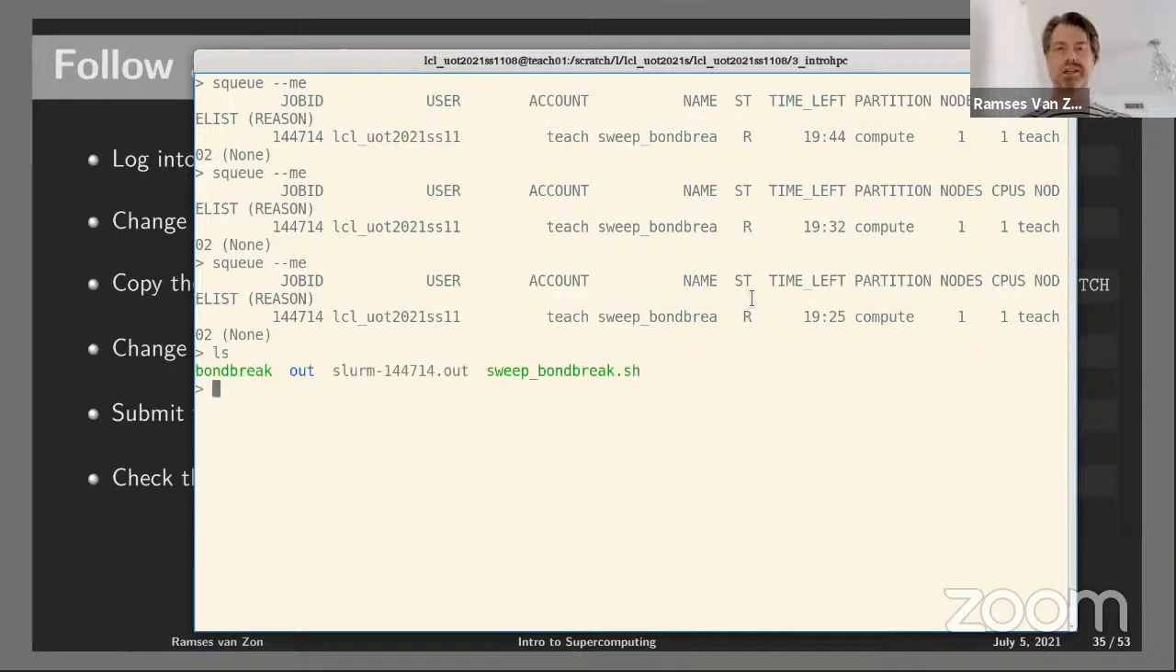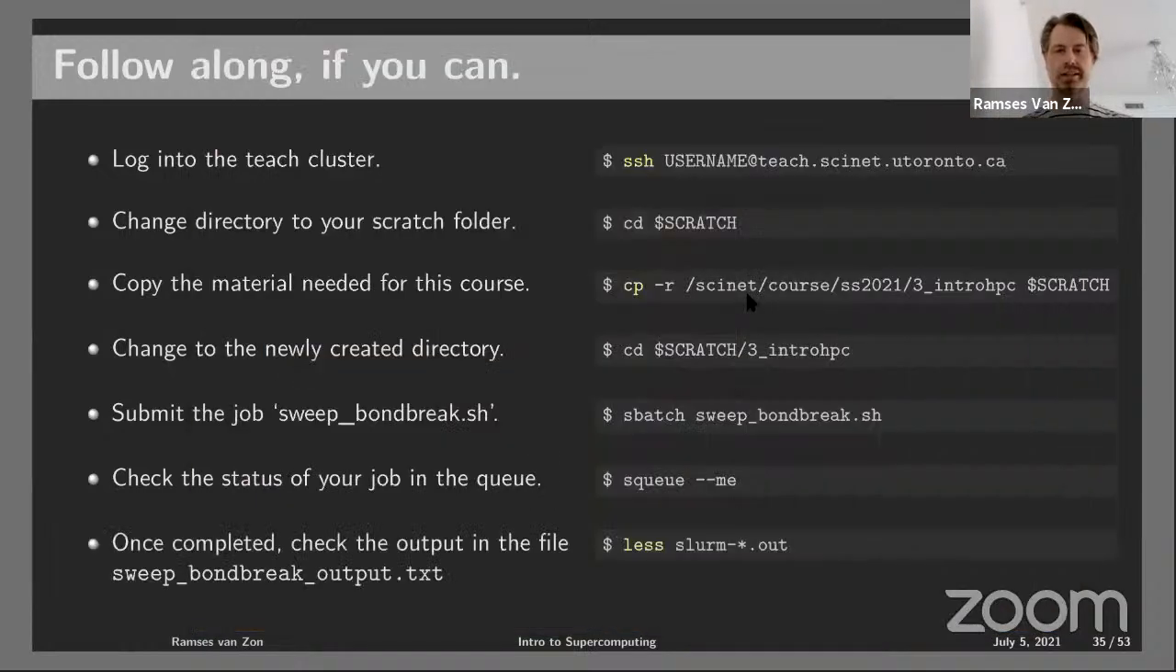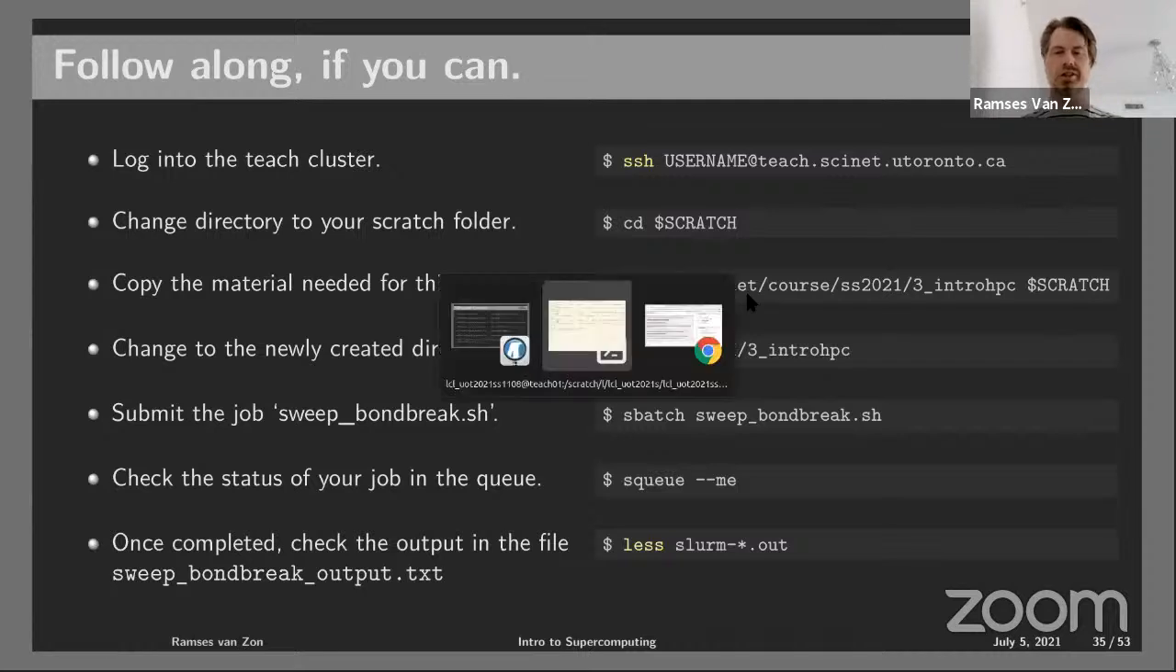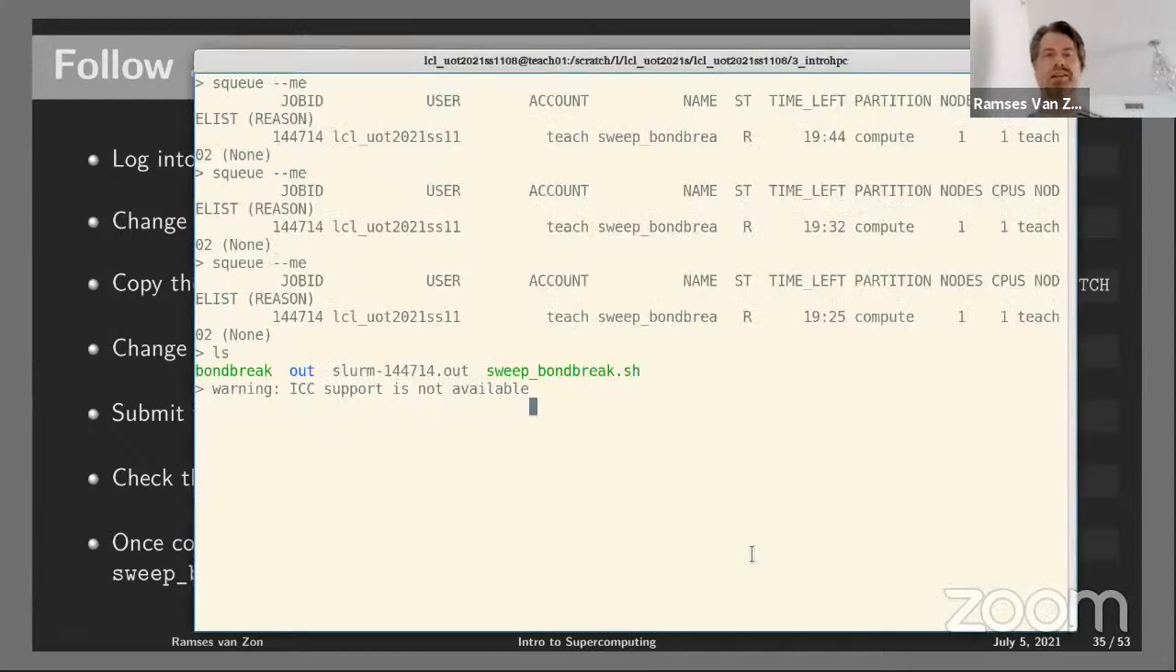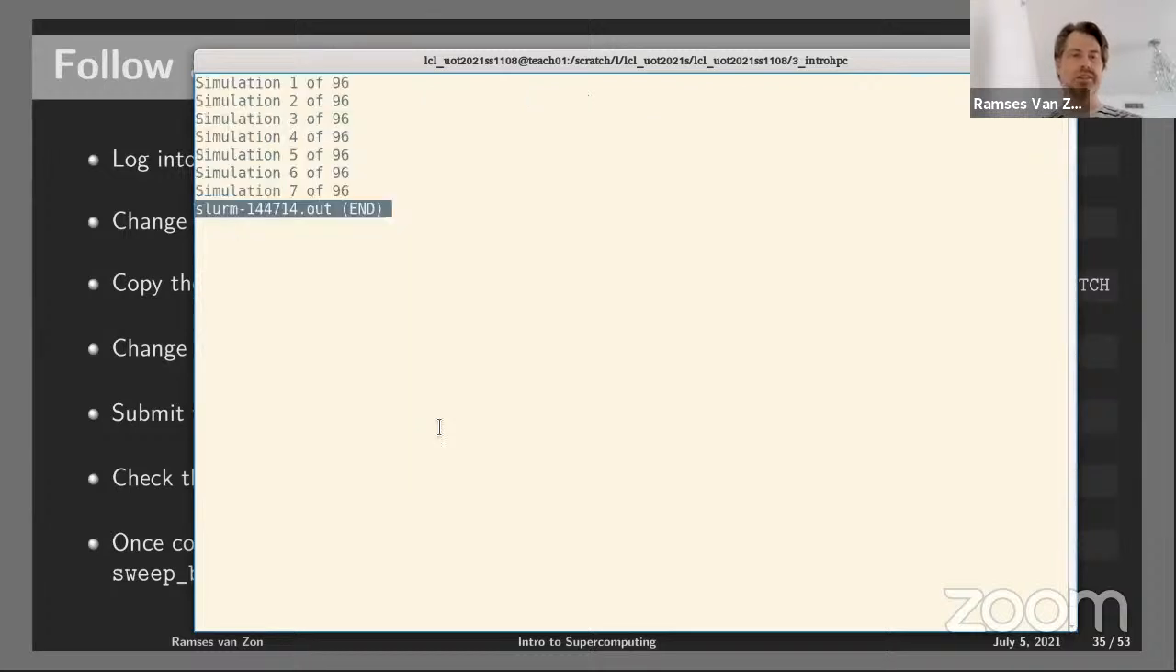But once it's done, it will have created a file, and the file is called slurm-something. Unfortunately, this is an old name, so never mind the sweep bond break output. You should be looking for slurm-something. And if you look carefully, the dash number here was exactly the number of the job. So each job has a number, and the number is encoded in the output file. So we can look at that output file, and it basically has a record of what's being done.